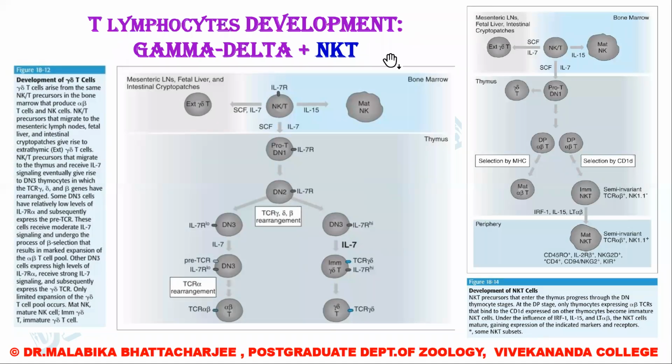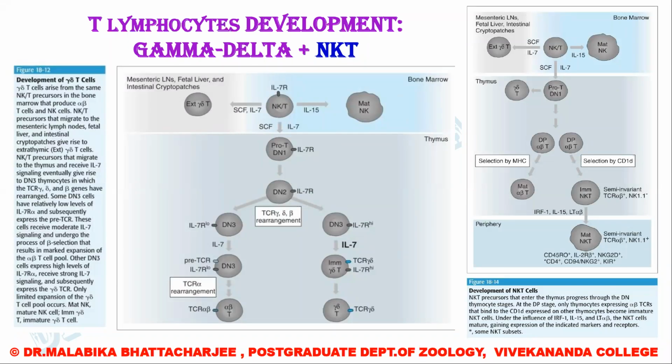So as you can see, initially the gamma delta T cells arise from the same natural killer T lymphocyte precursor in the bone marrow that produces the alpha beta T cells and the NK cells. So they arise from the same precursor. Now what happens? Some of the gamma delta T cells migrate from the bone marrow into the mesenteric lymph nodes, fetal liver, and intestinal cryptopatches. So these gamma delta T cells are known as extrathymic gamma delta T cells.